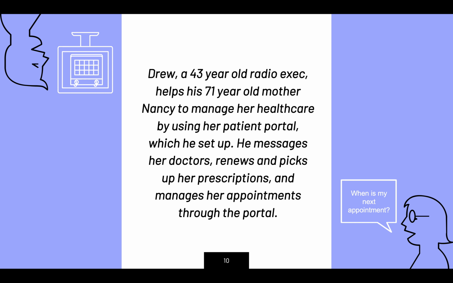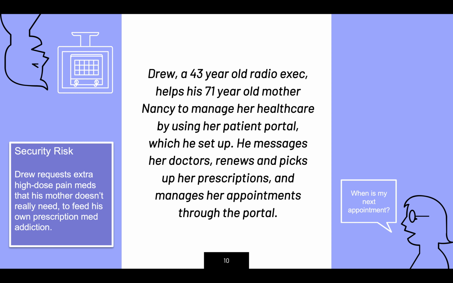But there's also not just privacy risks, but security and fraud risks. So Drew can request extra high-dose pain meds that his mother doesn't need or want to feed his own prescription med addiction. And that can happen because from the hospital's viewpoint, it looks like Nancy asking for the high-dose pain meds. They can't tell that it's actually Drew acting on her behalf.